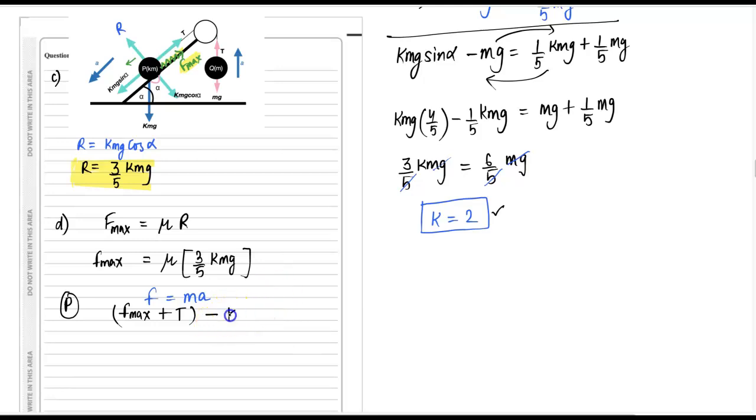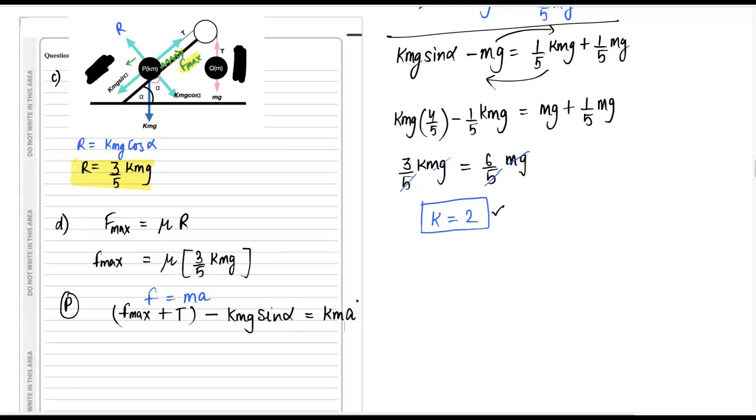KMG. F max and T are acting in the same direction, but because the object is not moving, so that one is stronger, and KMG sine alpha is weaker this time. These accelerations are no more making any sense, so it's nothing there. Just think like that. So there is no acceleration. This is the second case where acceleration is completely removed. Okay, so KMG sine alpha, which is equal to KMA.